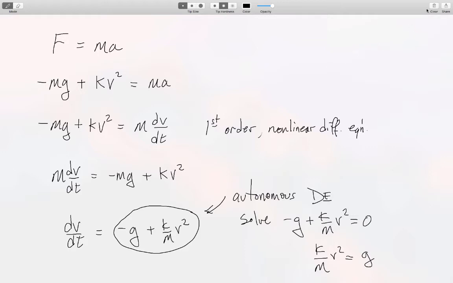And let's start a new page here. We've got k over m v squared equal to g. So v squared equals g times m over k. And I'll take a square root, and in general, algebraically, I have a plus or a minus. I'm going to write mg because that I know represents the weight, and then over k.